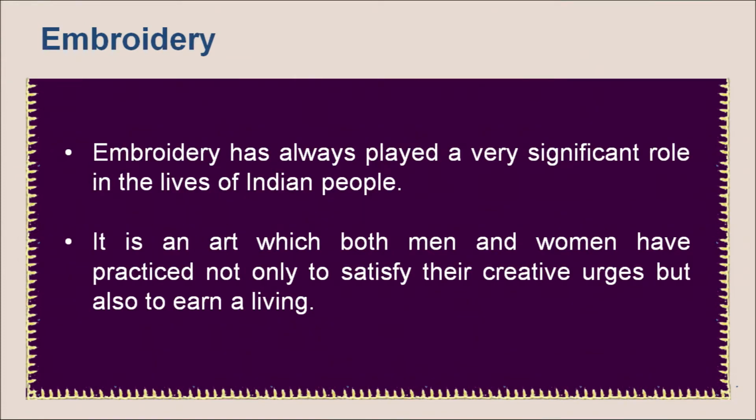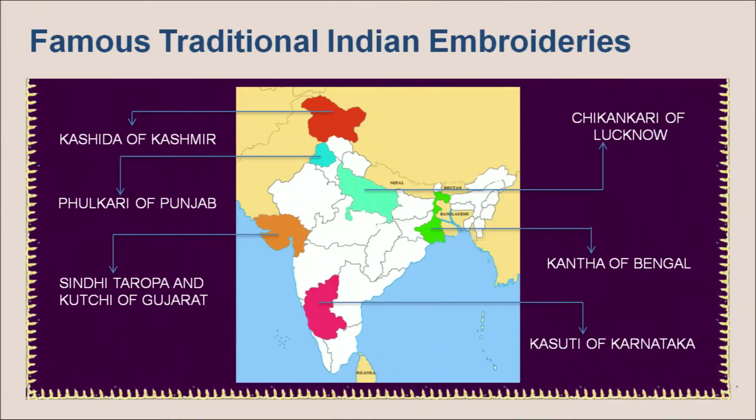It is an art which both men and women have practiced not only to satisfy their creative urge, but also it is a form of earning as a living. You can see over here in the map of India that embroidery comes from different states of India, like Kashida of Kashmir, Chikankari of Lucknow, Fulkari of Punjab, Kantha of Bengal, Sindhi Taropa and Kutch embroidery of Gujarat, and Kasuti of Karnataka. Now let us see all one by one.